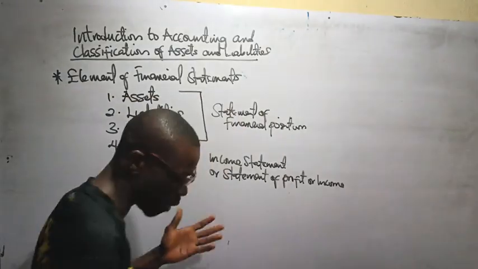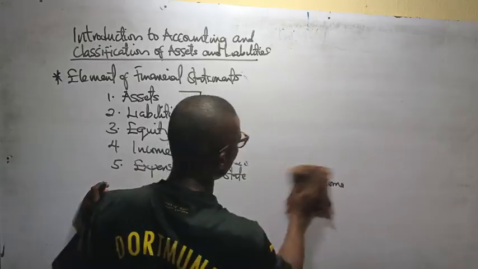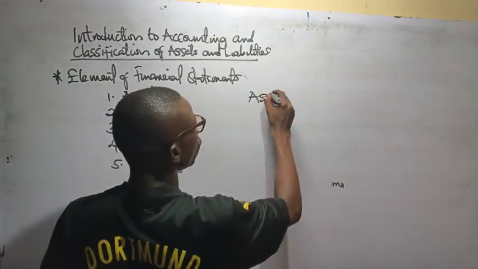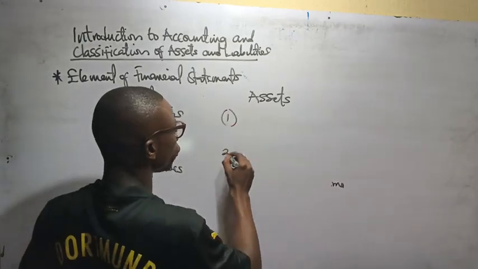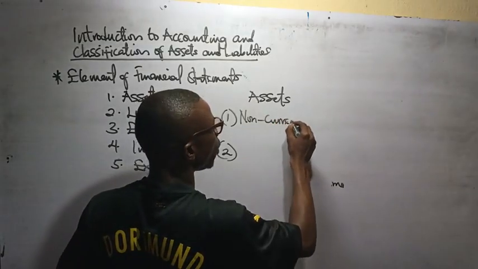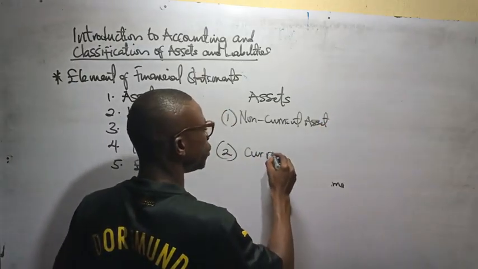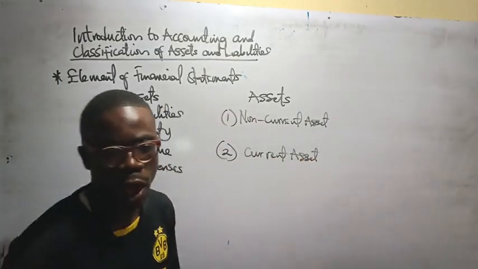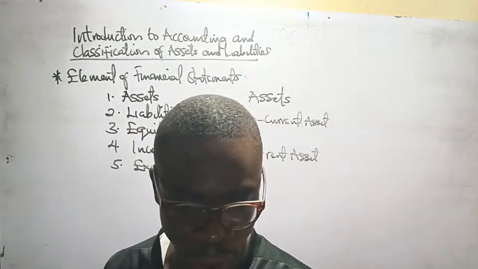Now, we have two types of assets. So let's look at the two types of asset now. Asset is classified into two. We have what we call non-current assets, and we have what we call current assets. Now, what do you mean by current assets? That's what we want to look at now. What do you mean by current asset?